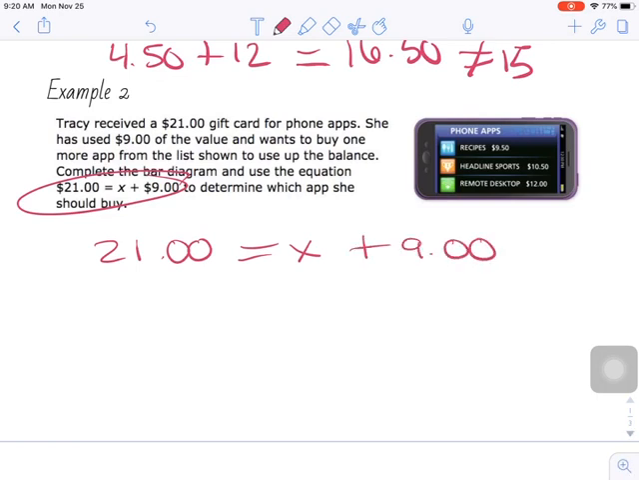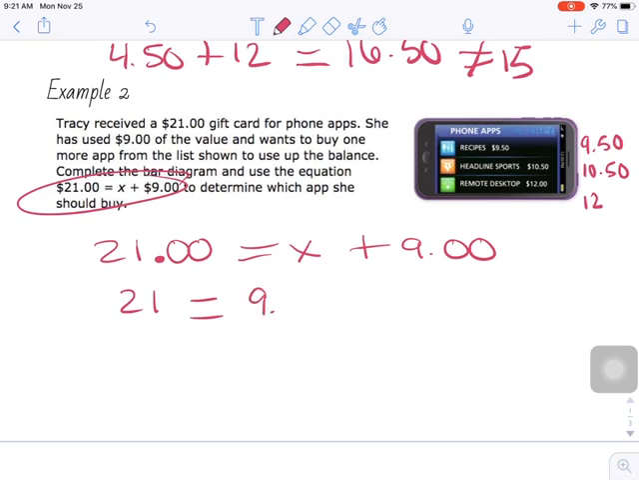And here are items here. So Recipes is $9.50, Headline Sports is $10.50, and Remote Desktop is $12. So we're going to substitute in these variables just like we did before for X and see which one we could buy. So when we substitute them in, I'm going to take off these point zeros because we don't need them, but if you want to keep writing them out just to be able to line up the decimals, you should, but I'm just going to keep them like this for now.